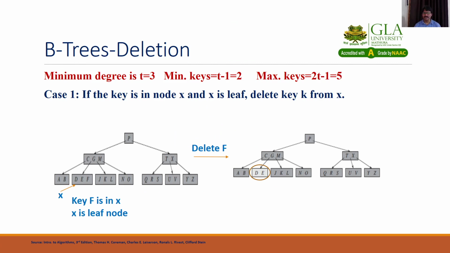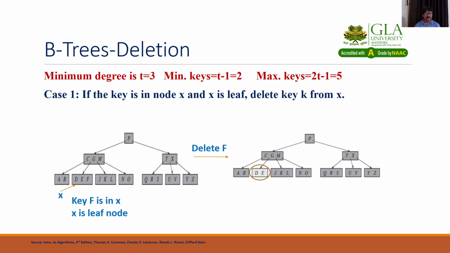Before going to case 1, 2, 3, I would like to discuss the minimum degree. First you must have the minimum degree, and on the basis of minimum degree you have to find the lower bound as well as the upper bound. The lower bound is the minimum number of keys required, and the upper bound is the maximum number of keys allowed. Maximum number of keys equals 2t minus 1, minimum number of keys equals t minus 1. So if t is equal to 3, the minimum keys will be 2 and the maximum keys will be 5. Both rules must not be violated, and then we will apply case 1, case 2 and case 3.